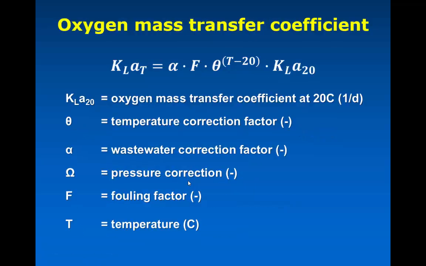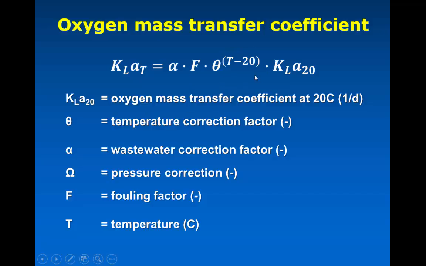So you'll find that as we adjust for temperature, that oxygen saturation is automatically adjusted, and also the oxygen transfer is adjusted as well. Here we take the standard value for 20 degrees Celsius, and then we correct it for temperature, for fouling, and then for the general wastewater alpha value, right?